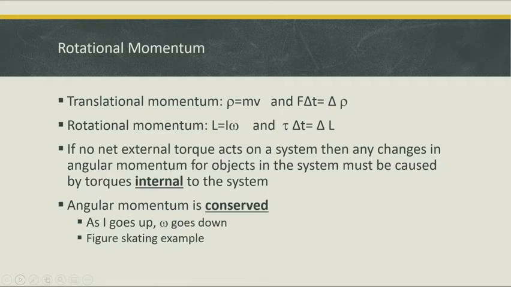So let's look at translational momentum. Translational momentum is equal to mass times velocity. We also have that our impulse is equal to force times change in time, or our change in momentum is equal to force times change in time. So if we translate that into rotational values, L is our symbol that we use for our rotational momentum, okay? And then we end up having, so L is equal to I times omega, okay?